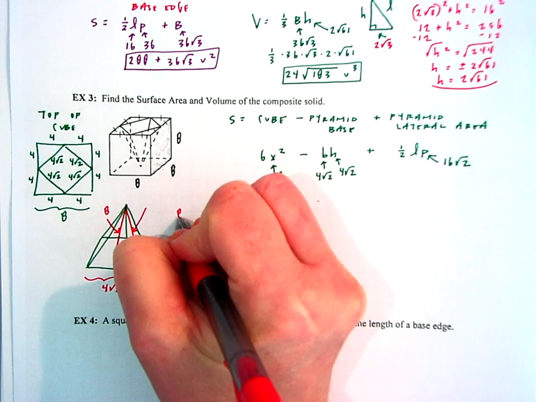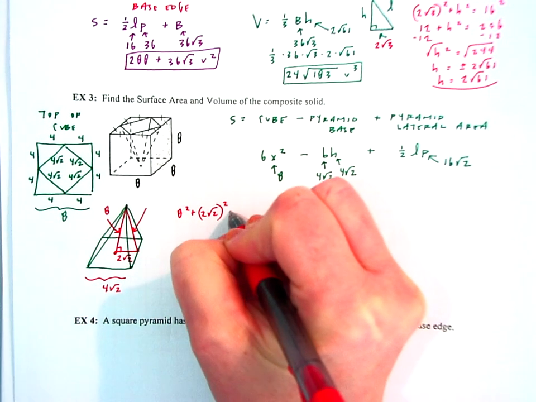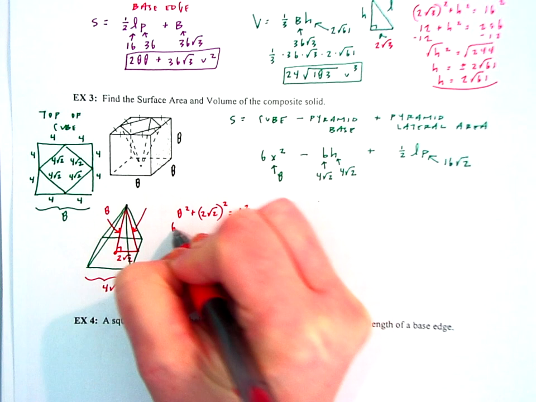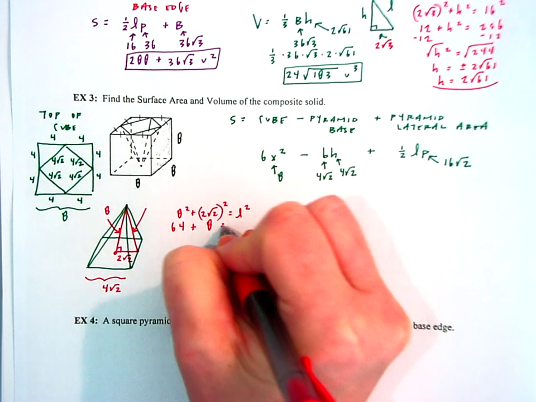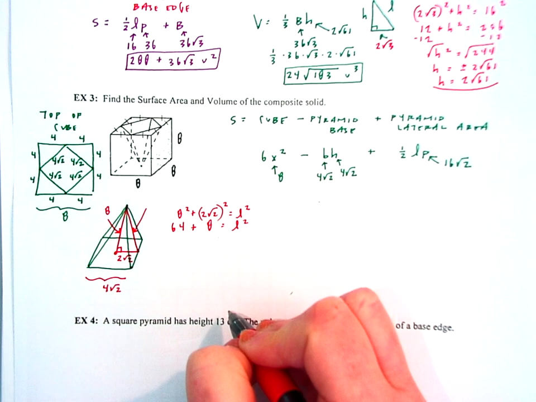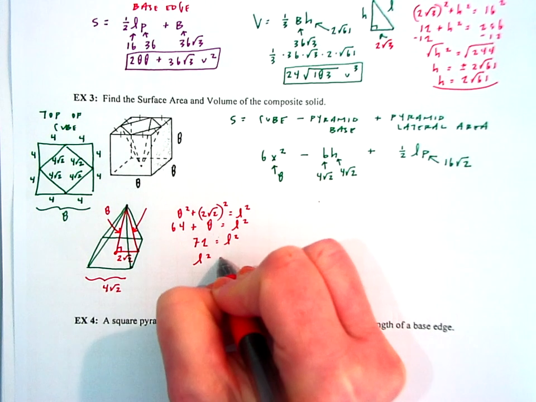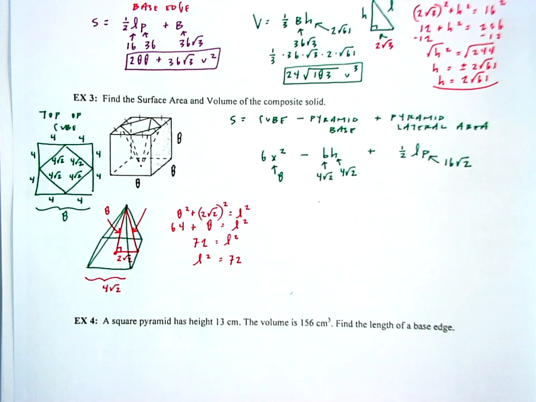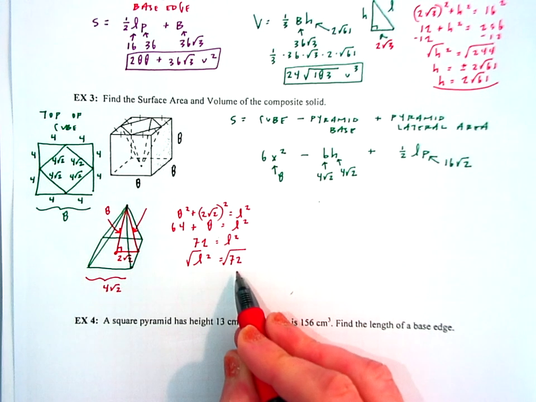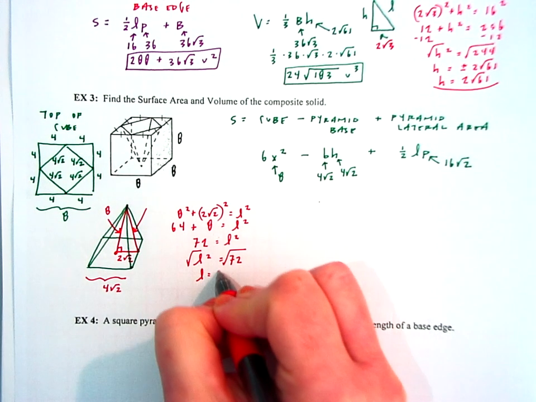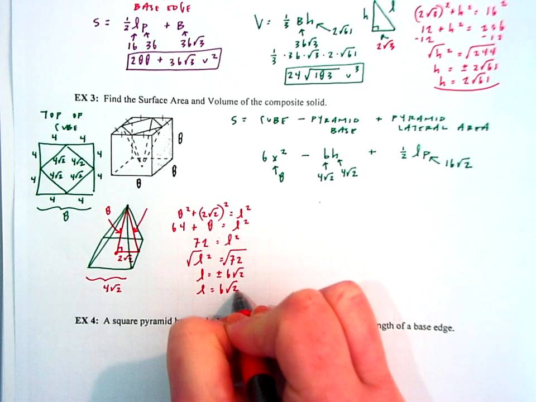So I know that 8 squared plus 2√2 squared is going to equal my slant height squared. So 64 plus 2 times 2 times 2, which is 8, so I get 72 equals the slant height squared. I'm just going to flip it, I like seeing my variable on the left. So my slant height squared equals 72. Take the square root of each side. 72 is 36 times 2, so I'm going to get plus or minus 6√2. But I know it has to be the positive 6√2.